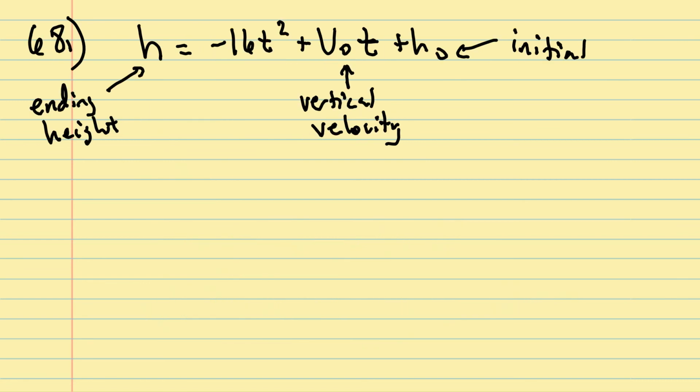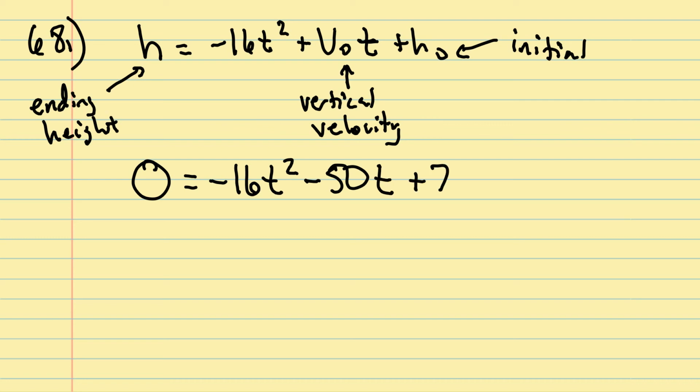Alright, 68, they give you this formula. That's like from number 2, about a velocity or force to an object that's in the air. So the ending height is when it hits the ground. That's why h is 0. I don't do anything with negative 16t squared. The vertical velocity is minus 50 feet per second. That's why I put minus 50t. And the initial height is 7 feet in the air.